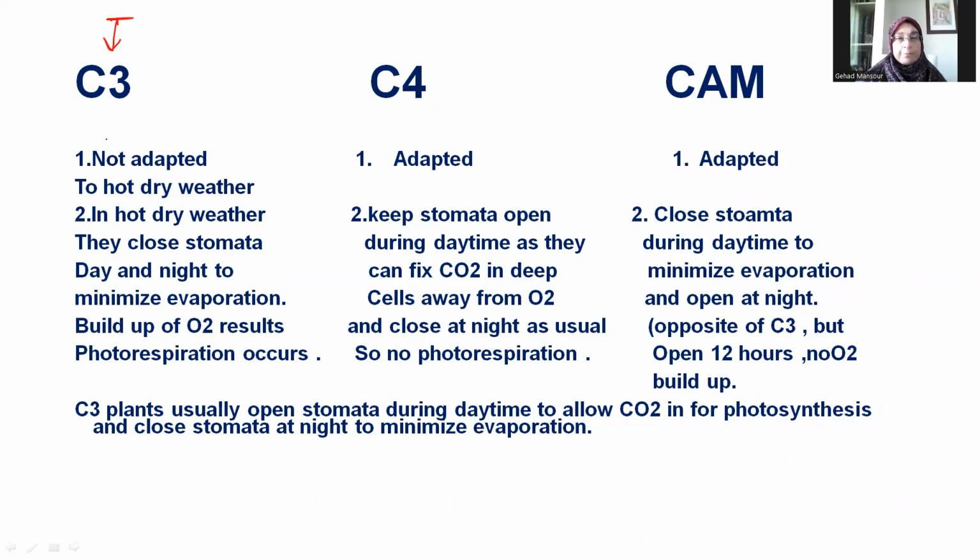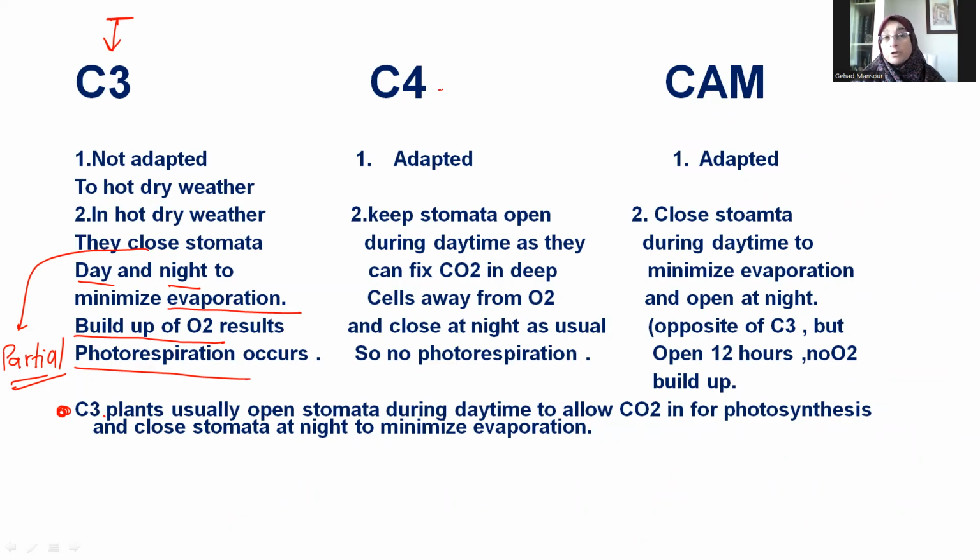I needn't re-upload the presentation since you will be watching the video. So the C3 plants are not adapted to hot, dry weather. So in hot, dry weather, they close the stomata day and night. Of course, this closure of the stomata is partial, but it has an effect on the plant. Why do they do this? To minimize evaporation. What's the result of this? The buildup of oxygen. And what's the result of buildup of oxygen? It is photorespiration. And as you can read here, C3 plants usually open stomata during daytime to allow carbon dioxide for photosynthesis and close stomata at night to minimize evaporation.